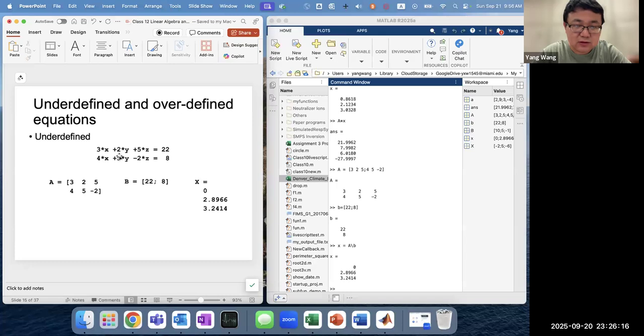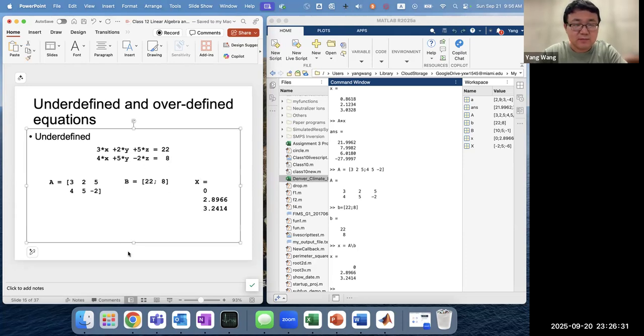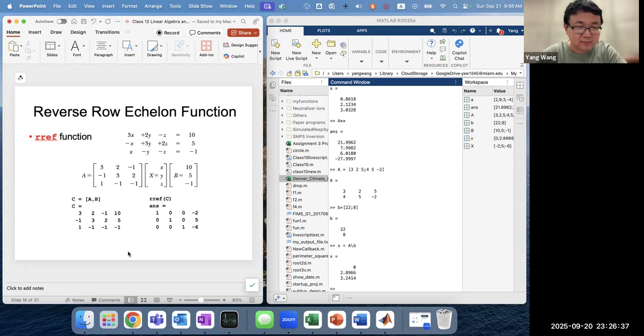So two equations, two unknowns. This is basically a well-defined set of equations, right? So then you could get the exact solution for Y and Z. Okay, so this is about the underdefined and overdefined equations and also how MATLAB solves the problems.